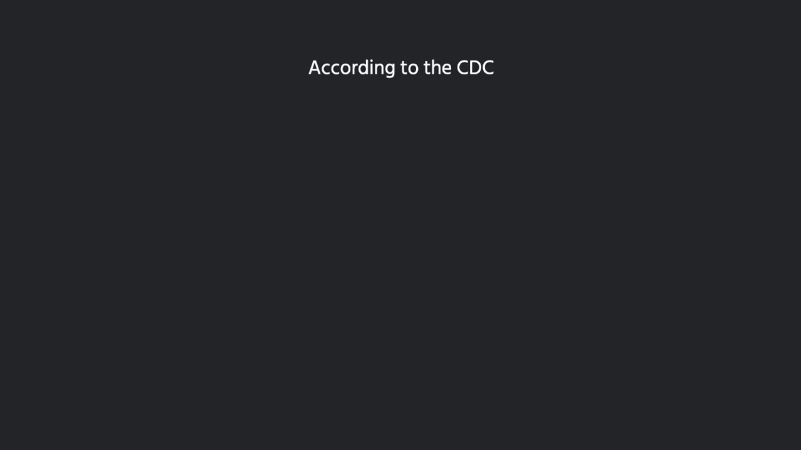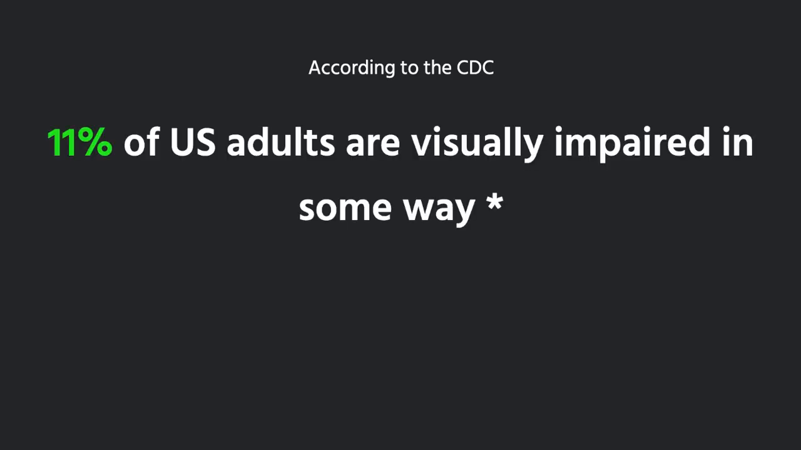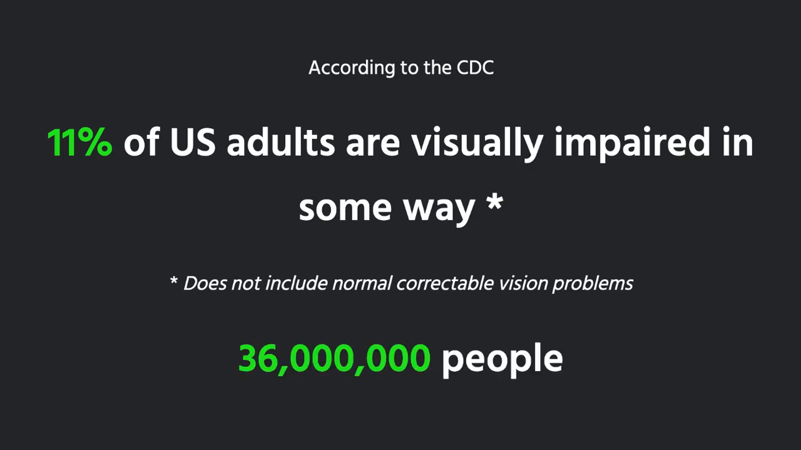So just some basic background, according to the CDC, about 11% of US adults are visually impaired in some way. And that doesn't include normal correctable vision problems, things like glasses and contacts, which, fun fact, is about 75% of America. And that ends up being about 36 million people. It includes things like cataracts or being legally blind, all kinds of things like that. Just to put that in perspective, that's almost the entire population of California, and it's about the same number of people as are just left-handed.